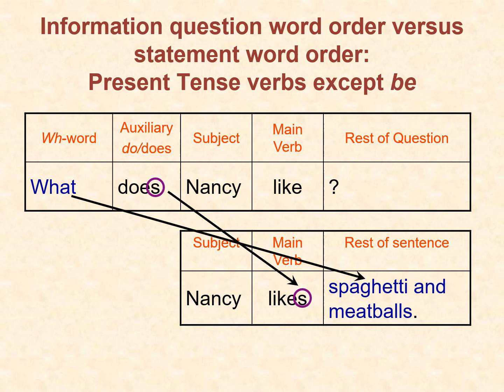Notice in the question, what does Nancy like? Like does not have an S. But in the statement, Nancy likes spaghetti and meatballs. Likes has the S. We can only use that S suffix one time. So in the question, it goes on does, but in the statement or answer, it goes on the verb.